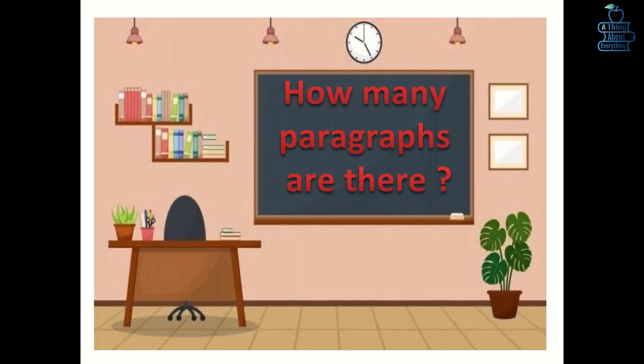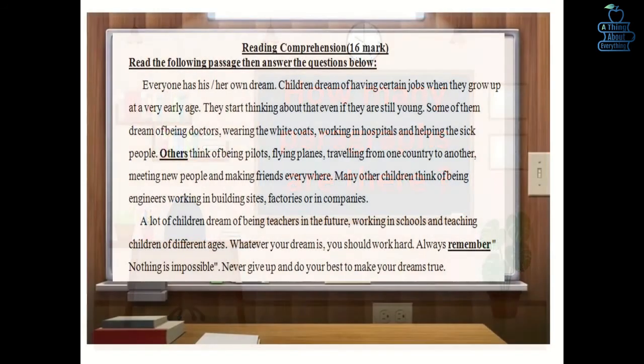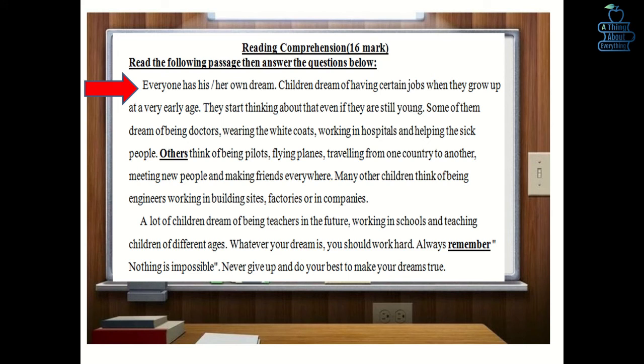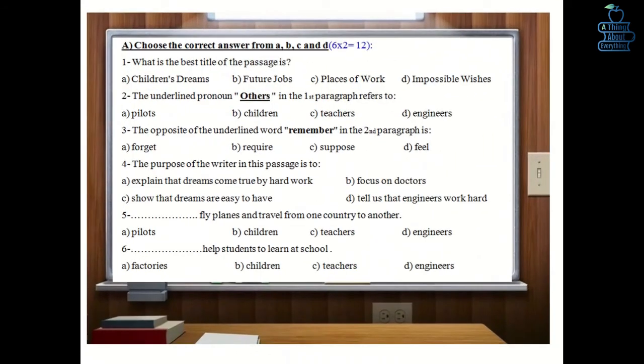Now, before getting the questions, you have to understand how many paragraphs are there. If you look at the passage, you can find out that we have just 2 paragraphs, okay? So that you can find any underlined words according to the questions. Now let's have the questions. Choose the correct answer from A, B, C, and D. What's the best title of the passage? If you read the passage thoroughly, you will find out that we are talking about children's dreams. Okay? What's your dream in the future?